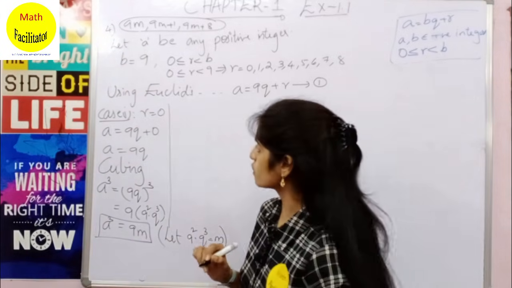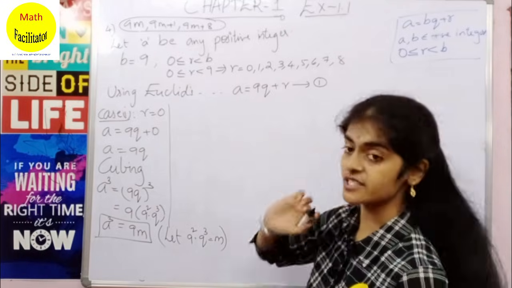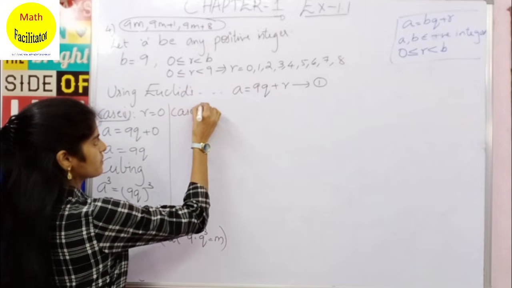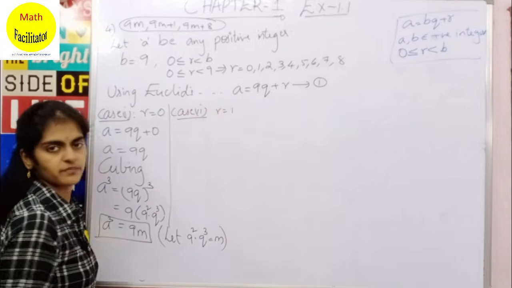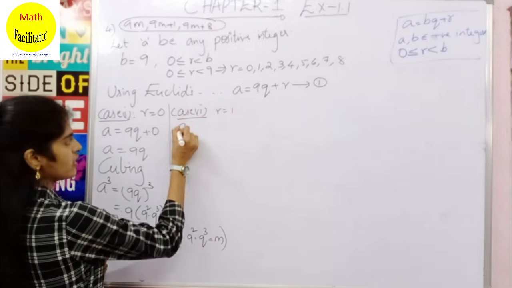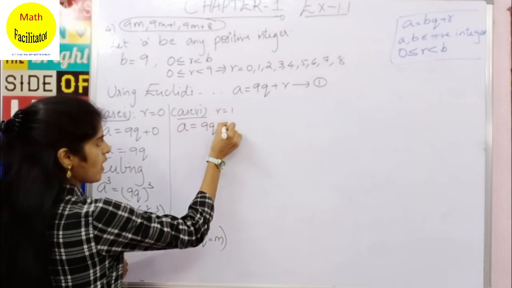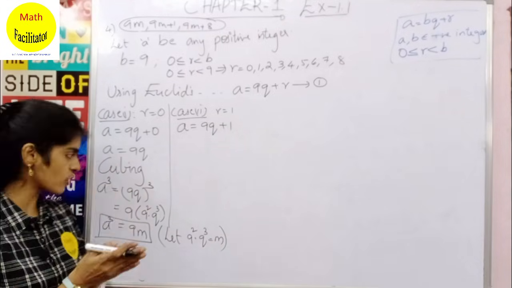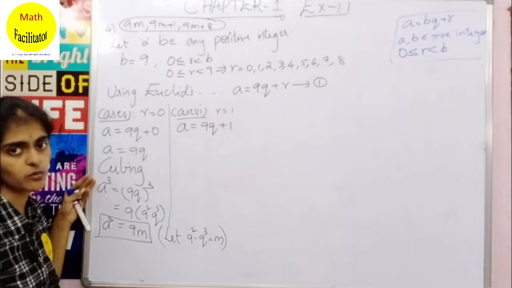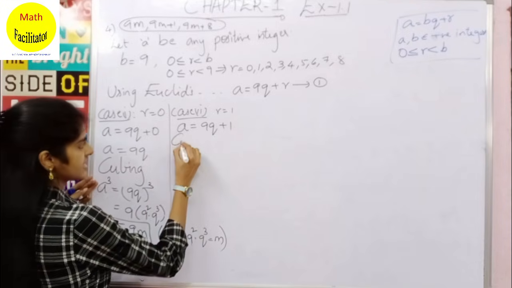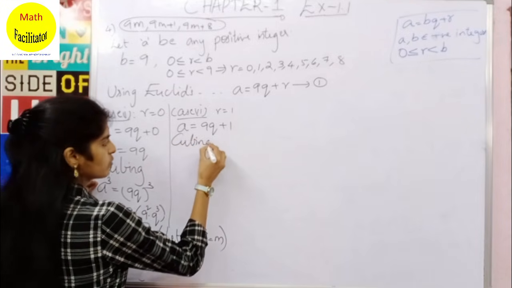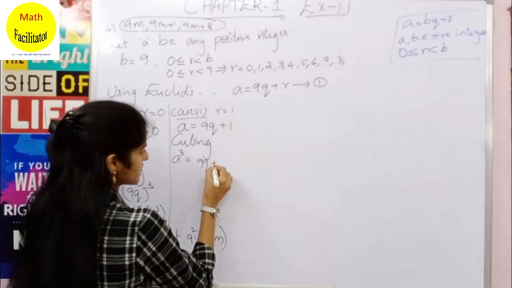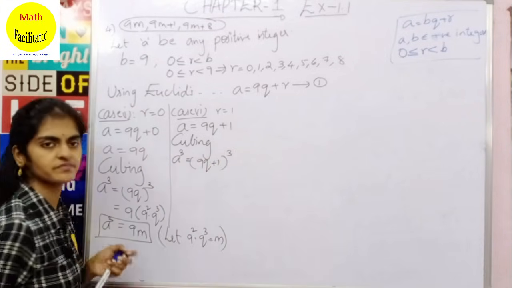So in case 2, what will you take? You will take r as 1. Case 2, r equal to 1. So what is this equation now? It will become a equal to 9q plus 1. Simple. Now in the question they asked us to cube, so you will keep cubing on both the sides. So a cube is equal to 9q plus 1 whole cube.